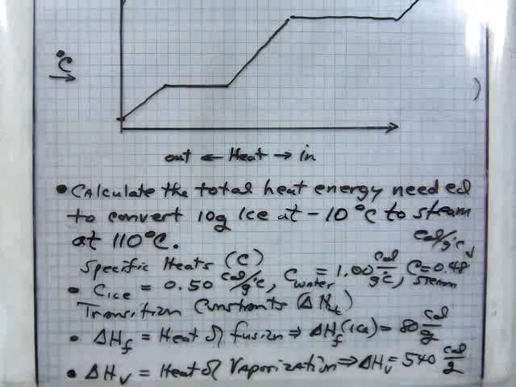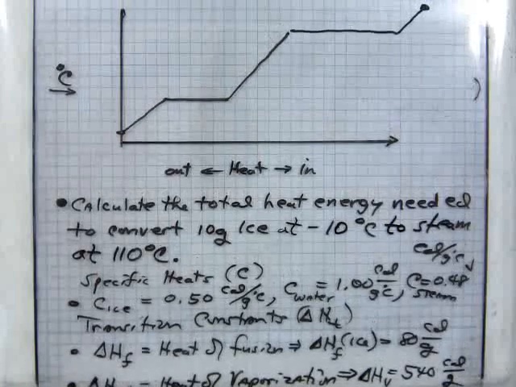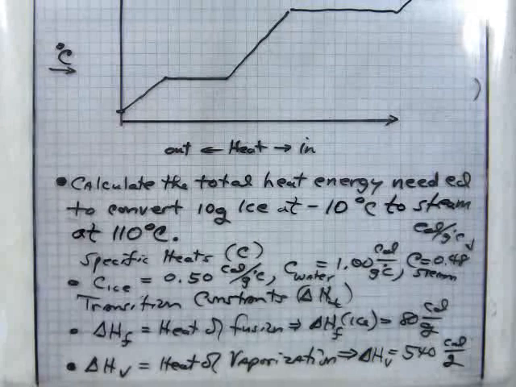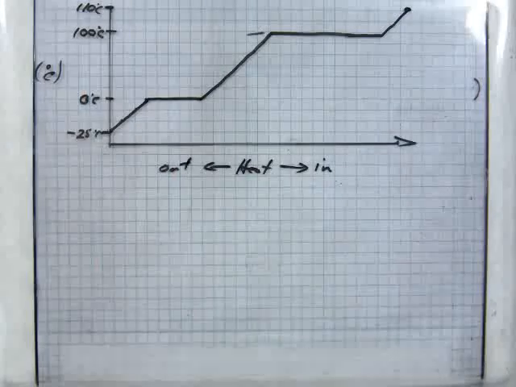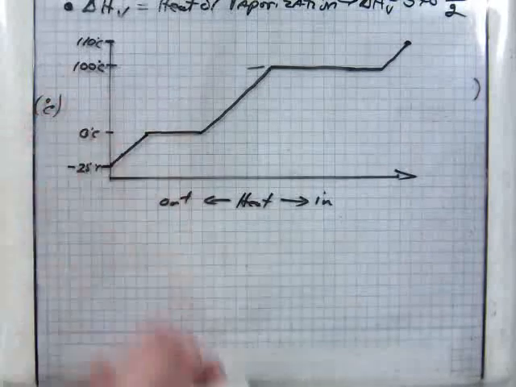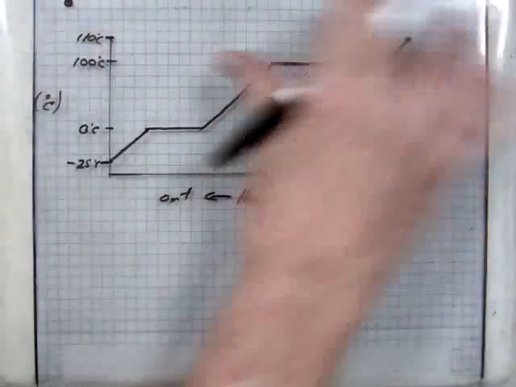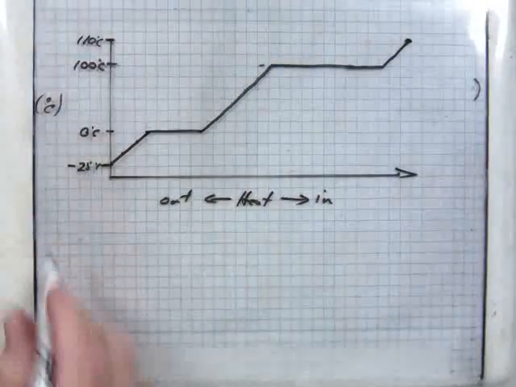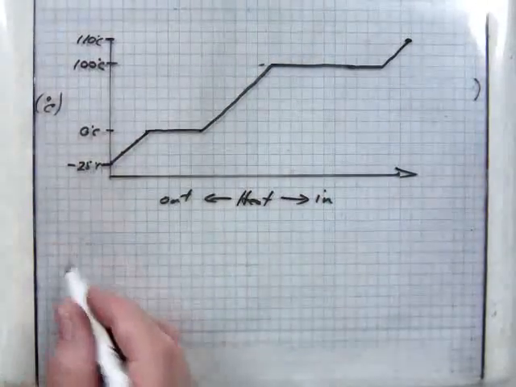Almost got it all on there. Anybody get this? Okay. I don't need this one. Okay, what we're looking at is 5 heat transition regions.